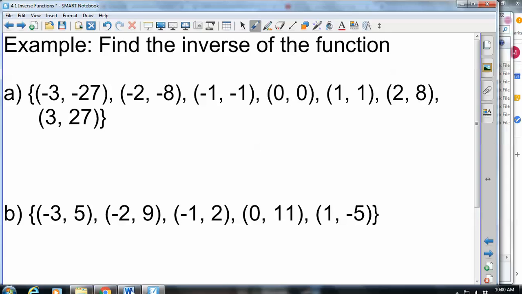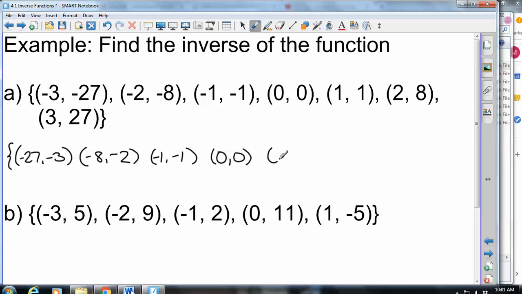So let's say I gave you ordered pairs. Could you find the inverse of that? Yeah. So if this is my function, the inverse just takes every point and reverses x and y. So my point would be negative 27, negative 3. You don't change the signs of the numbers, you just change the order. Negative 8, negative 2. Negative 1, negative 1. 0, 0. 1, 1. 8, 2. And 27, 3.